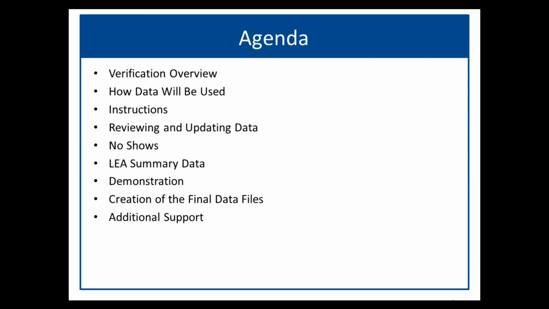Today, we're going to be reviewing the process for the demographic and enrollment verification. We'll discuss how the data verified will be used, the instructions for downloading the data, guidance for reviewing and updating data, how to submit your data, how to handle if there are no-shows on your data file, how to use the LEA summary data provided for you, and then we'll go through a demonstration reviewing a data file. Finally, we'll talk about what OSSI is going to do to create the final data files once all LEAs have submitted their verified data. And we'll wrap up discussing additional support and resources available for you.